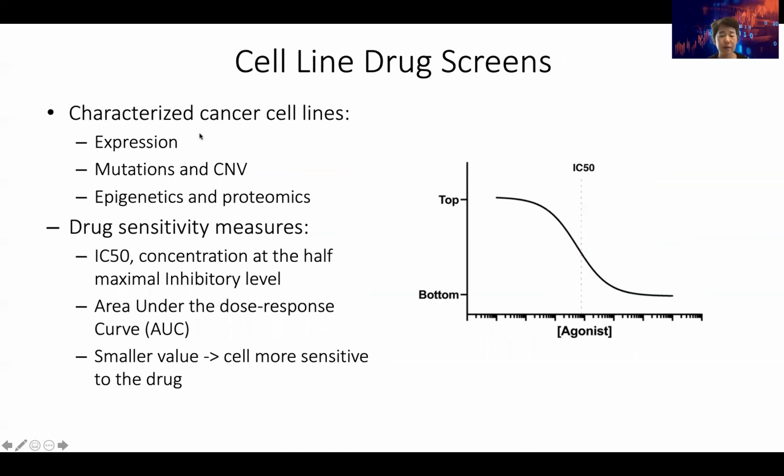So by the way, the hundreds of cancer cell lines have already been comprehensively profiled for mutations, for gene expression, and recently a subset of those cell lines have also been profiled for epigenetics and proteomics. But all of them have expression and mutations done. And so after you treat the cell, this is usually done not with just one drug and one concentration. You usually treat the cell with the same drug at multiple concentrations. And so, sorry, we don't have dots in here. So theoretically, you should have, when the drug is at this concentration, this is how much this cell is growing.